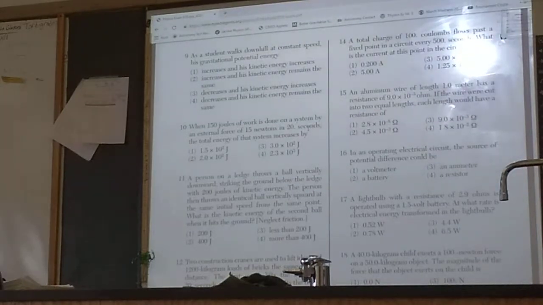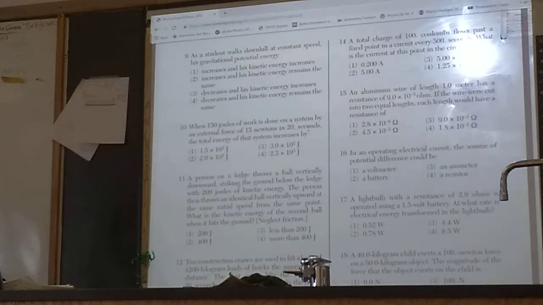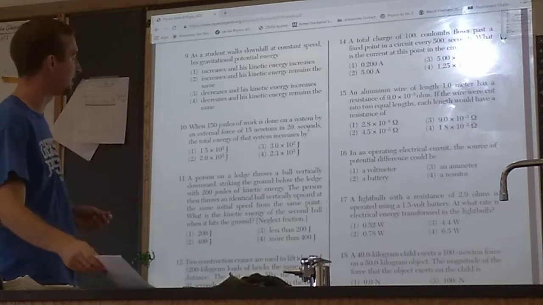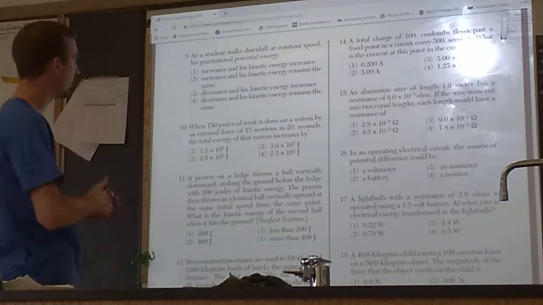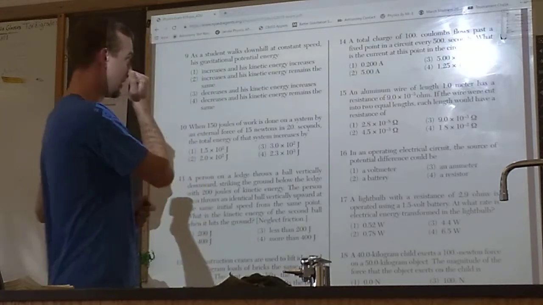Okay, we're back to page 2. Looking at question number 9. We have an energy question. As a student walks downhill at constant speed, his gravitational potential energy does what? And if you read all the choices, there's actually also something about kinetic energy in there.